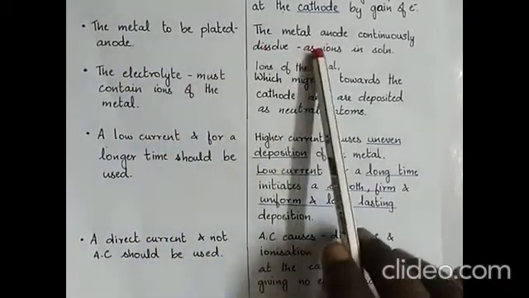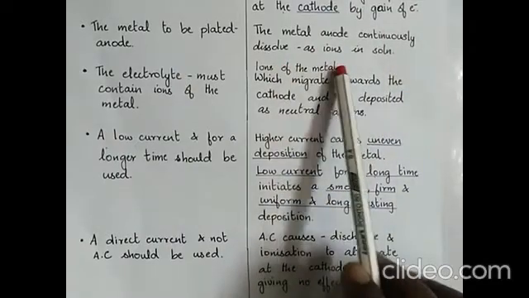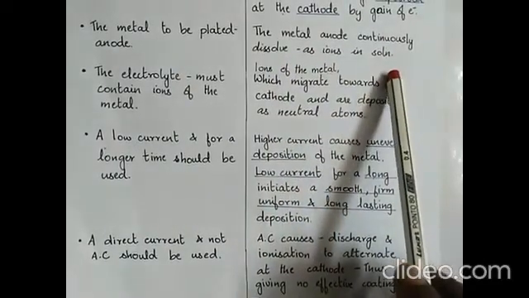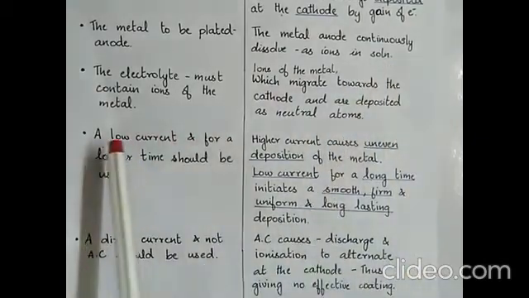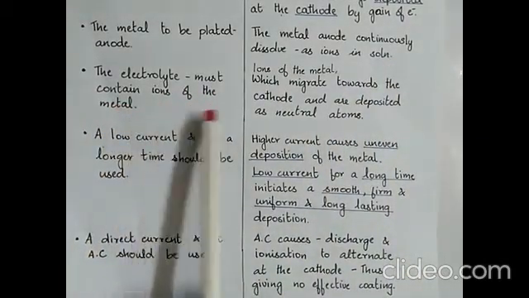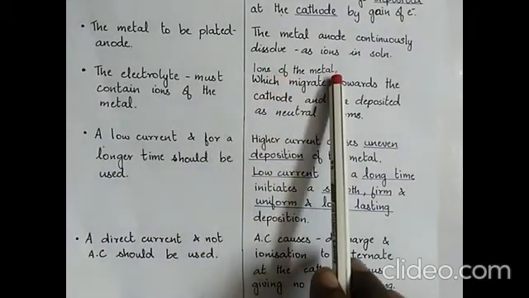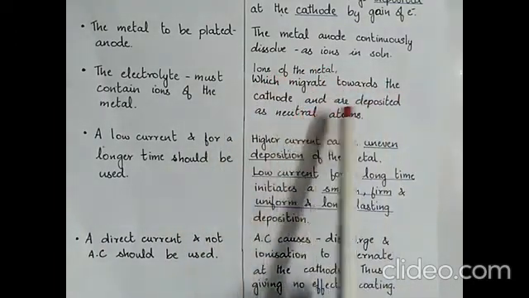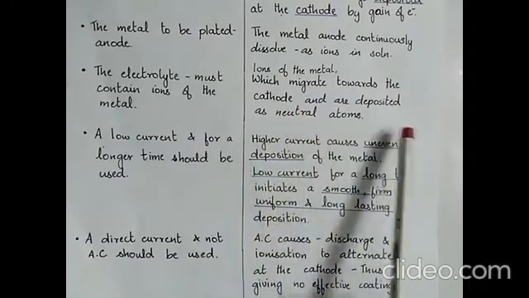The reason is the metal anode continuously dissolves as ions in solution. Therefore, it has to be periodically replaced. The third is the electrolyte must contain ions of the metal. The reason is ions of the metal migrate towards the cathode and are deposited as neutral atoms.